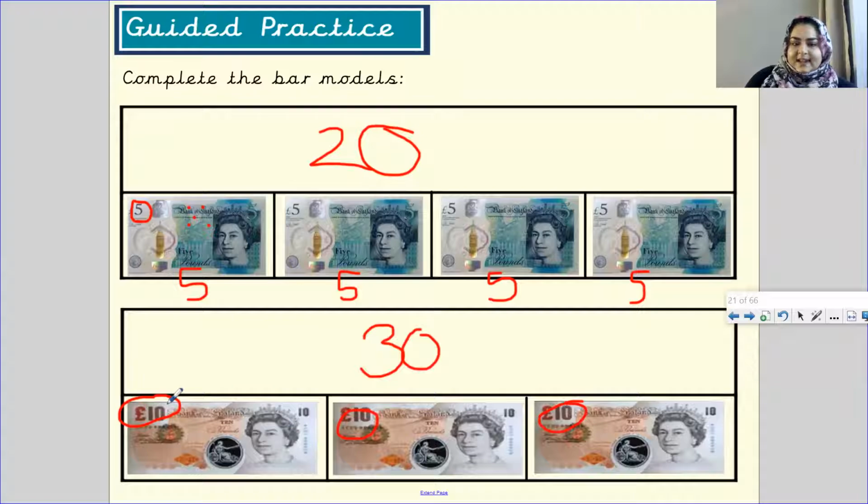So you would do 10 plus 10 plus 10, or you could do 10 groups of 3, which means it will be 3 times 10. So now let's count this in tens. 10, 20, 30. So now that is my answer.